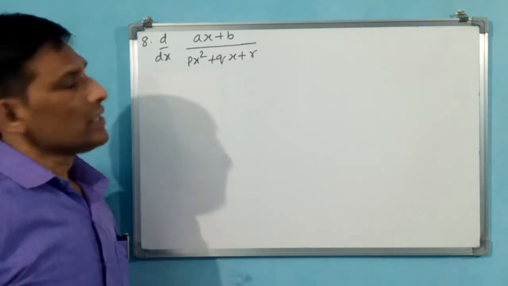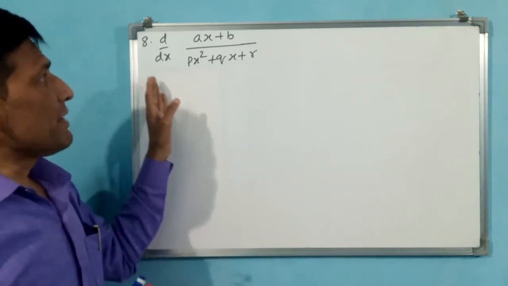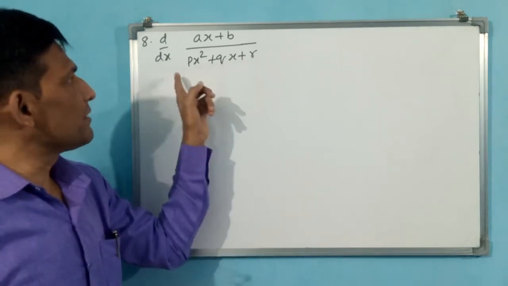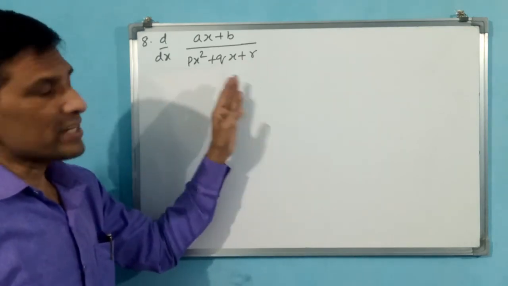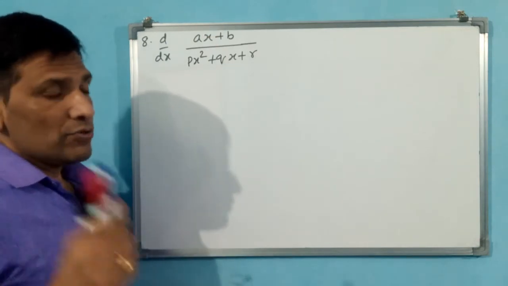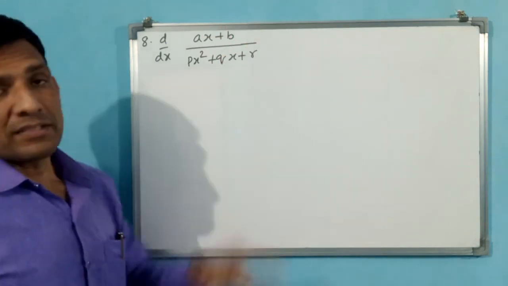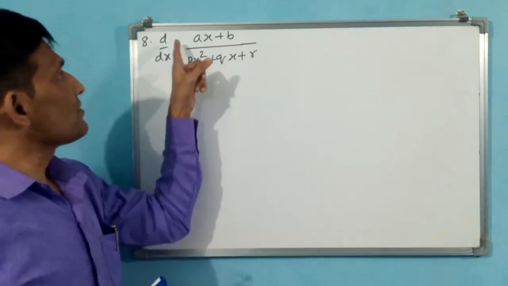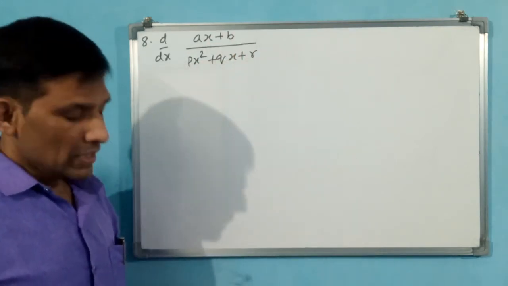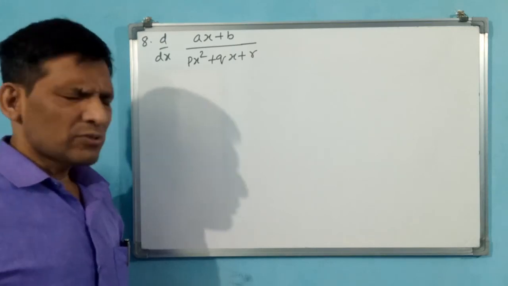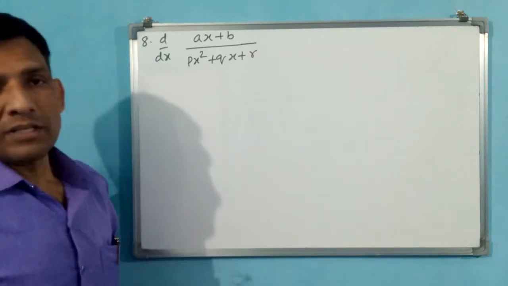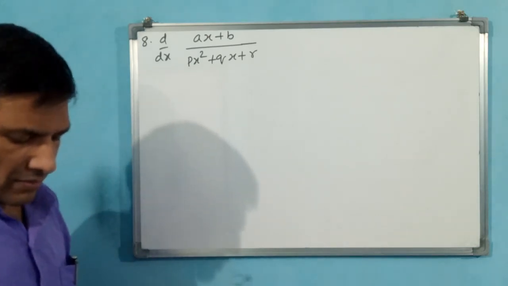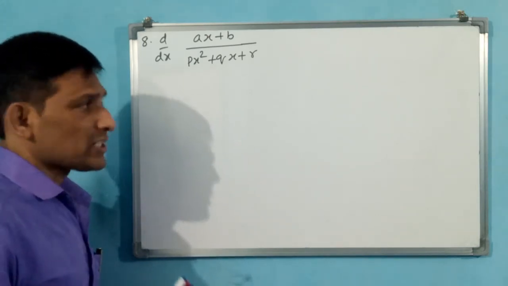See the 8th question. d by dx of ax plus b by px square plus qx plus r, like ax square plus bx plus c, but p, q, r has come. Quadratic equation. Ax plus b. You see here you cannot send this to the numerator, because terms are already there. You also can send, but let us do d by dx of u by v. U by v means what? Shall I write the formula again?